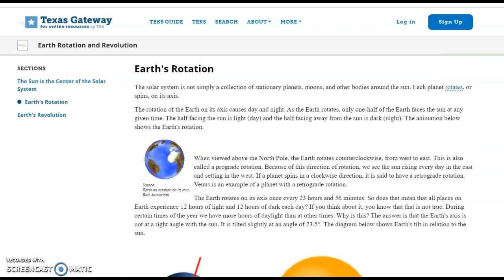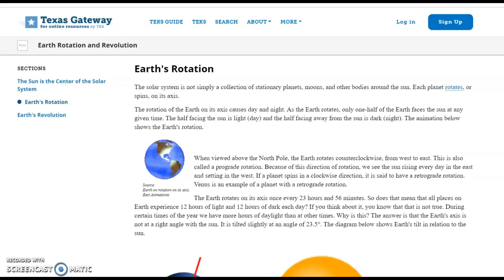Next up is a section over Earth's rotation. The solar system is not simply a collection of stationary planets, moons, and other bodies around the sun. Each planet rotates or spins on its axis. The rotation of the Earth on its axis causes day and night.